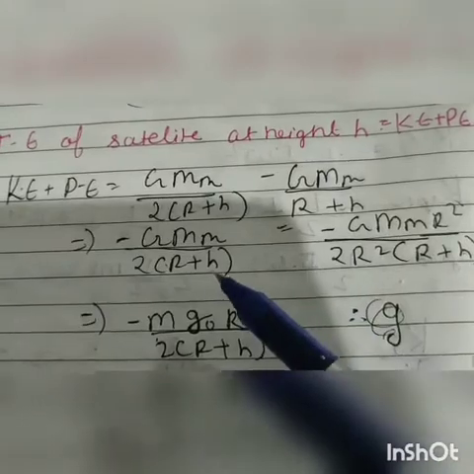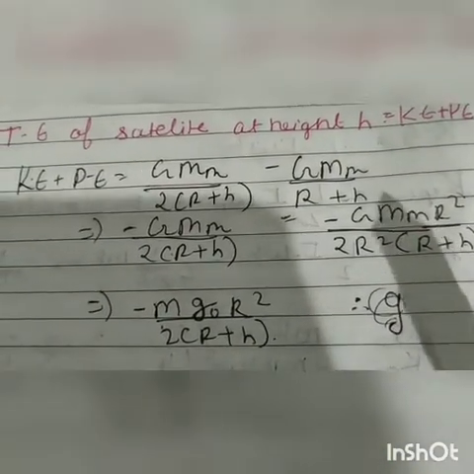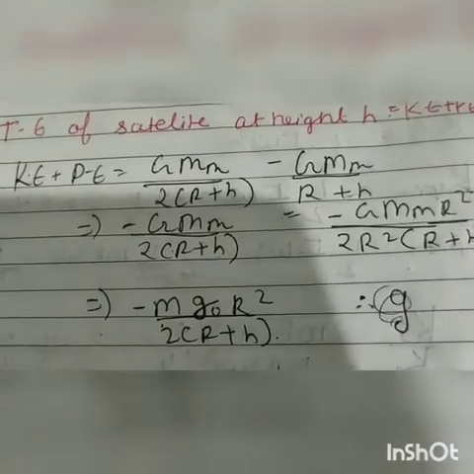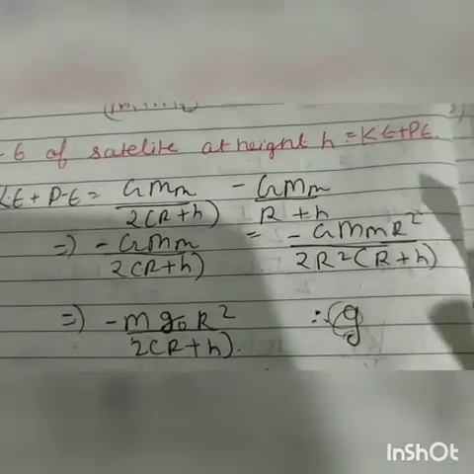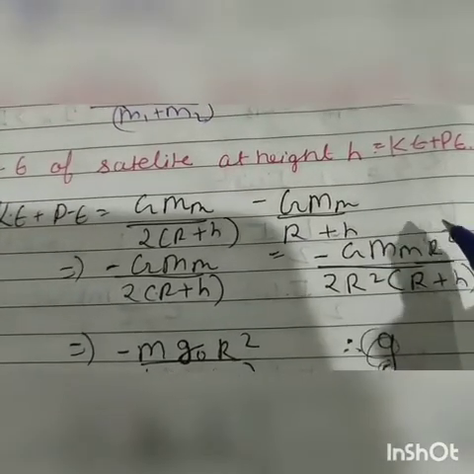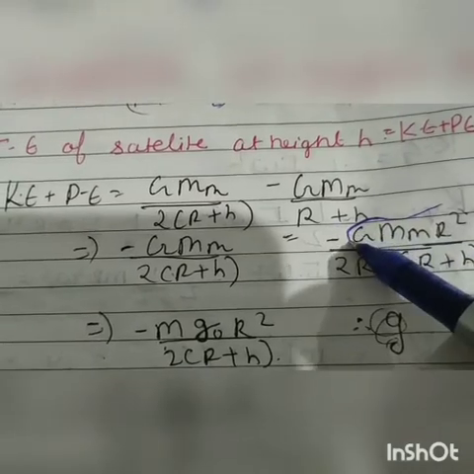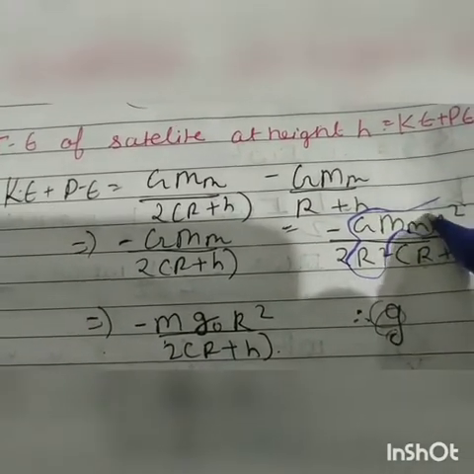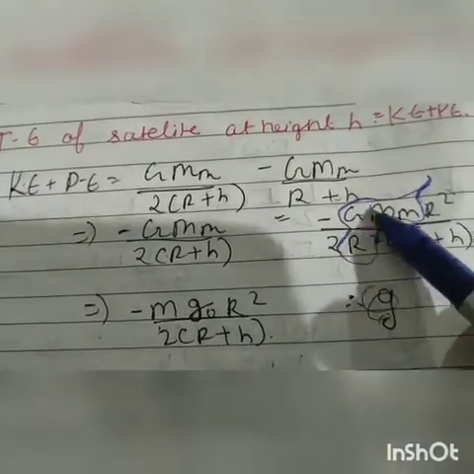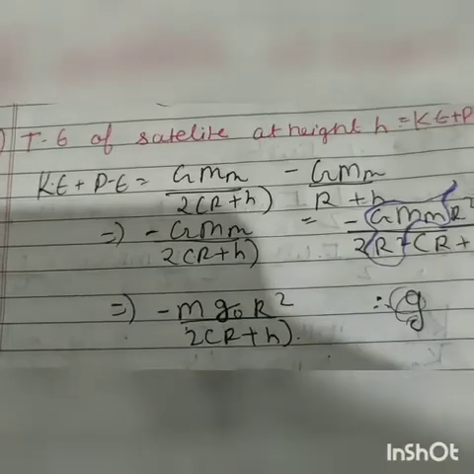So after that we get this equation after dividing r square upside down, and as we know that this much expression is g naught, the value of g naught. So it is minus m g naught r square by 2 r plus h. So this is the correct option.